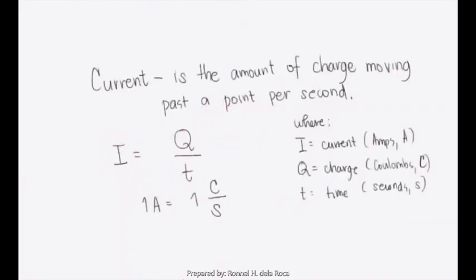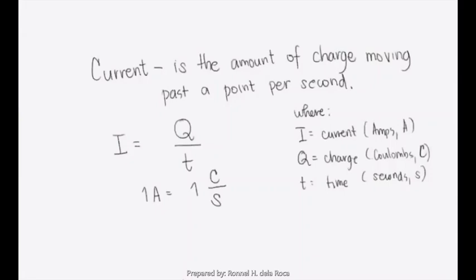Ngayon alam na natin yung concept ng voltage, let's define now current. So current is the amount of charge moving past a point per second. The formula for current is I is equal to Q over T, where I is current measured in amps or A, Q is charge measured in coulombs or C, and T is time measured in seconds or S. So 1 ampere is equivalent to 1 coulomb per second.